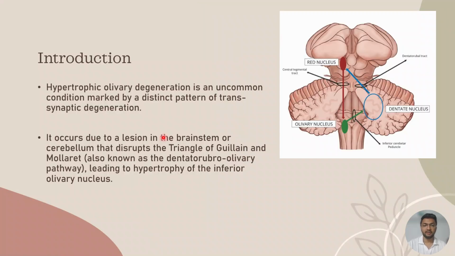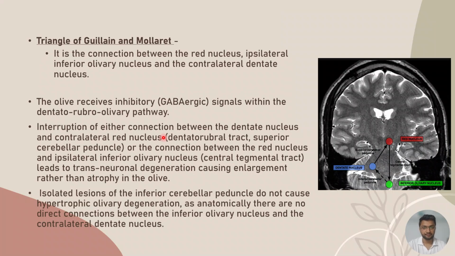Introduction. Hypertrophic olivary degeneration is an uncommon condition marked by a distinct pattern of transsynaptic degeneration. It occurs due to a lesion in the brainstem or a cerebellum that disrupts the triangle of Guillain and Mollaret, also known as the dentatorubro-olivary pathway, leading to hypertrophy of the inferior olivary nucleus. The triangle of Guillain and Mollaret is a connection between the red nucleus, ipsilateral inferior olivary nucleus, and the contralateral dentate nucleus. The olive receives the GABAergic signal within the dentatorubro-olivary pathway.